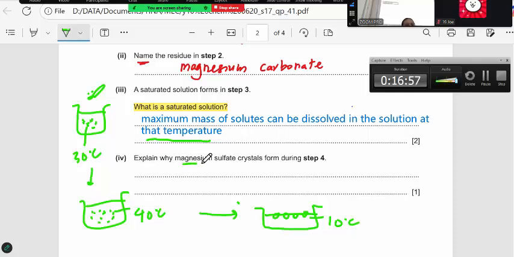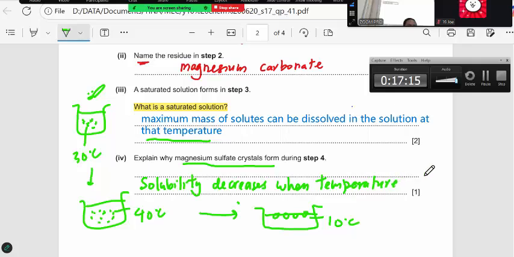Explain why magnesium sulfate crystals form. Because when you cool it, the solubility decreases when temperature decreases. So when you cool it down, the solubility decreases, and the crystals start to form. Can you understand?